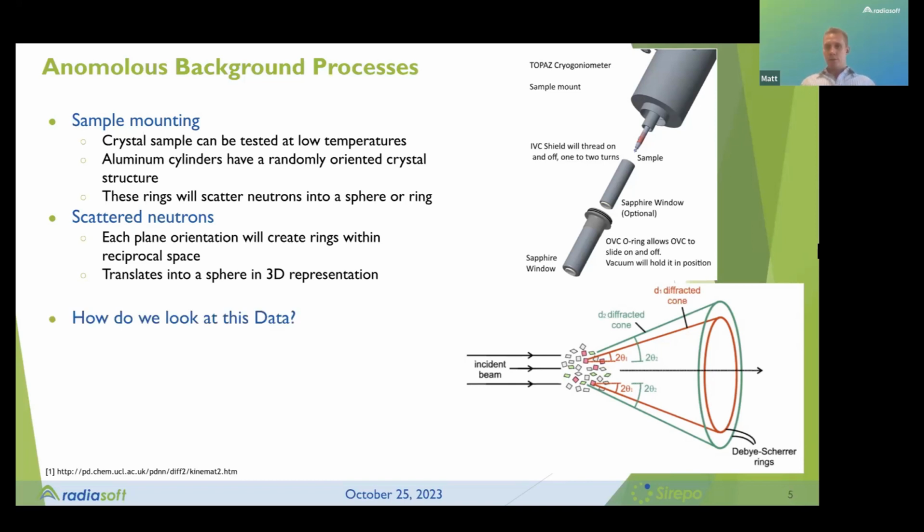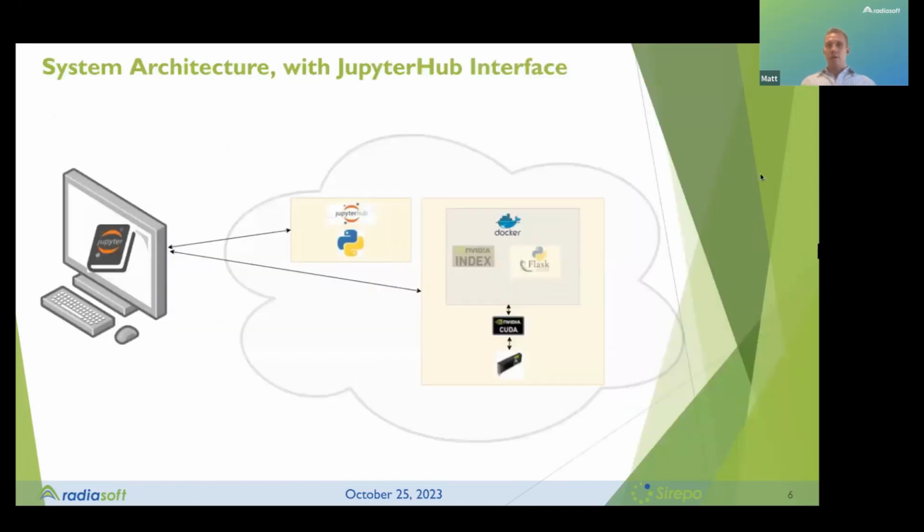What are we actually going to see represented? First, we are doing everything in a Jupyter Hub interface. So let's say I'm working on a computer here and I'm editing code and visualizing within Jupyter Hub. We have a Docker installation that is utilizing an NVIDIA GPU.